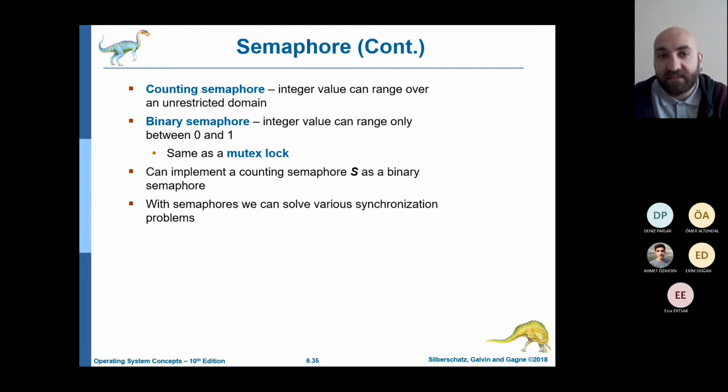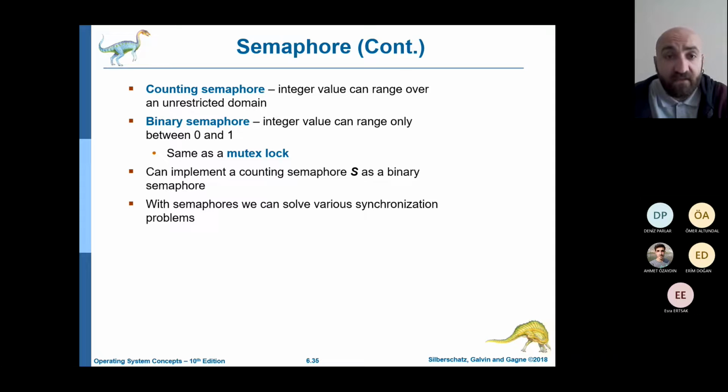In fact, on systems that do not provide mutex locks, binary semaphores can be used instead for providing mutual exclusion. Counting semaphores can be used to control access to a given resource consisting of a finite number of instances. The semaphore is initialized to the number of resources available. It's not just a single lock. You have more than one resource, and you initialize the number of resources available as your S.